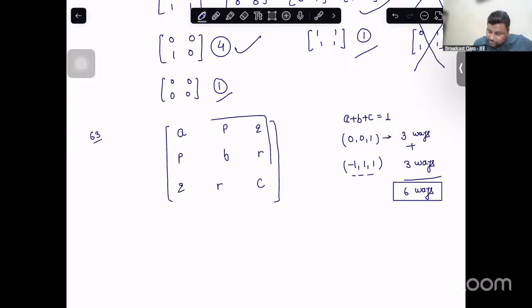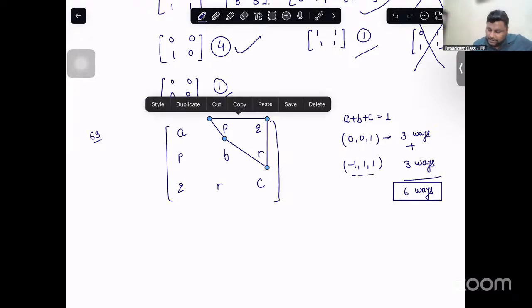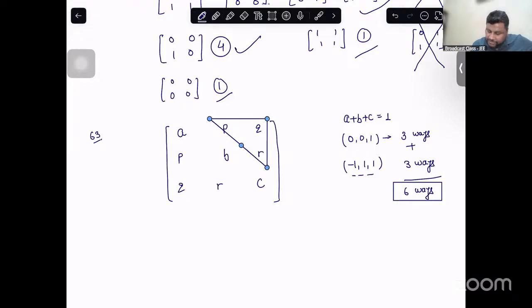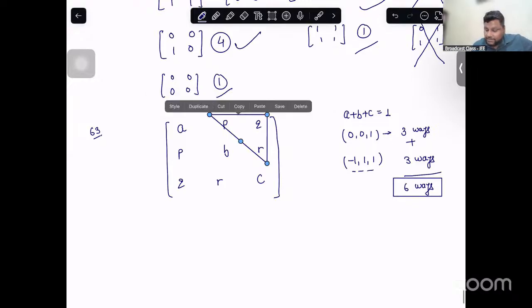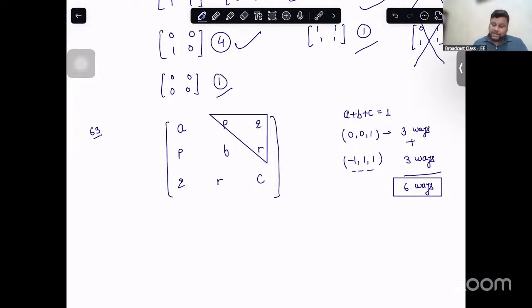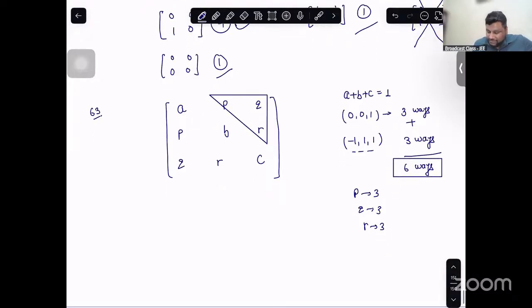Why so? Because the lower triangle in itself is going to have values as P, Q, R, because it is a symmetric matrix. Now, the P entry, the Q entry or the R entry, each one can be filled in three ways. Either you put 1, -1 or 0. And whatever you put, the same will come at the lower triangle. Now, P can be filled in three ways, Q can be filled in three ways, R can be filled in three ways.